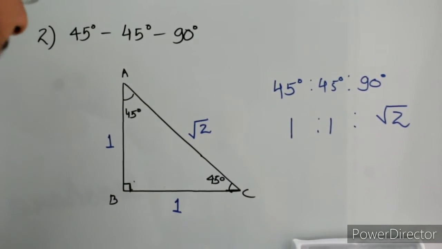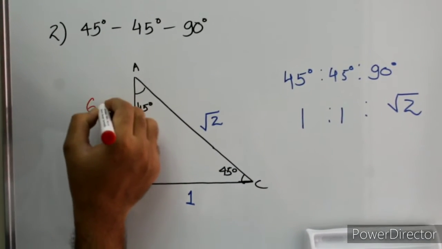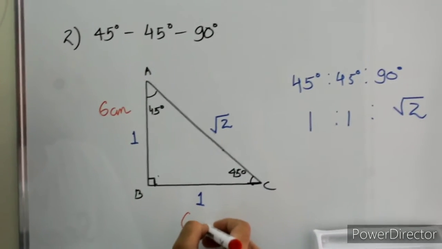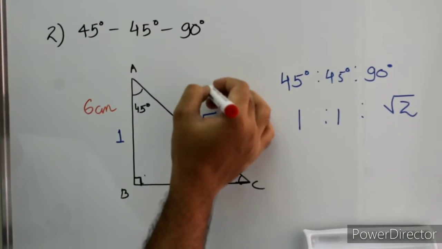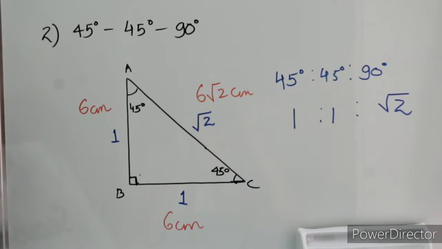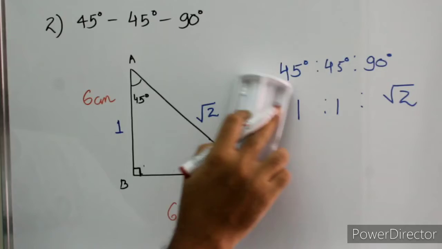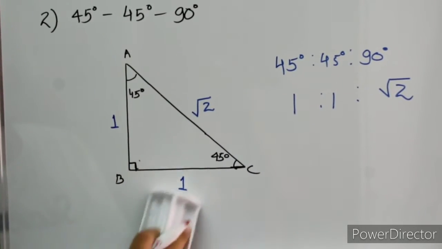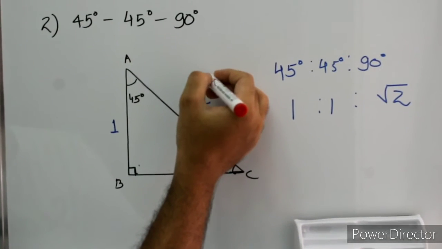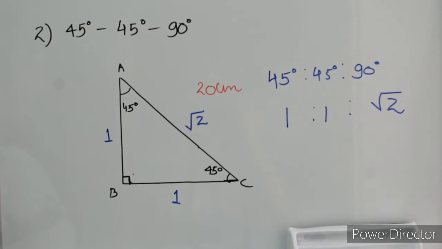Okay, now let's say the side opposite to 45 degree is 6 centimeter. So the side opposite to the other 45 will also be 6 centimeter, and the side opposite to 90 will be 6 root 2 centimeter. See, all of you can answer this. It is so easy. Similarly, if the side opposite to 90 degree is, let's say, given to us as 20 centimeter, now how will we find it out?